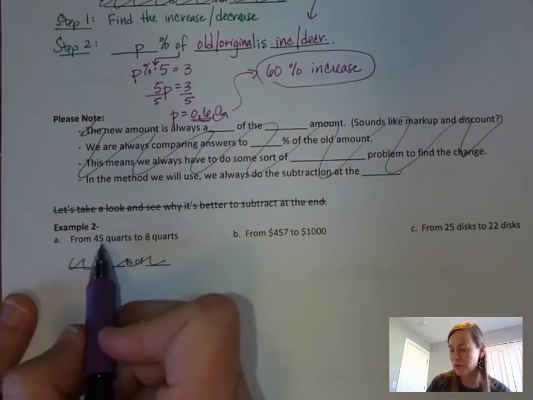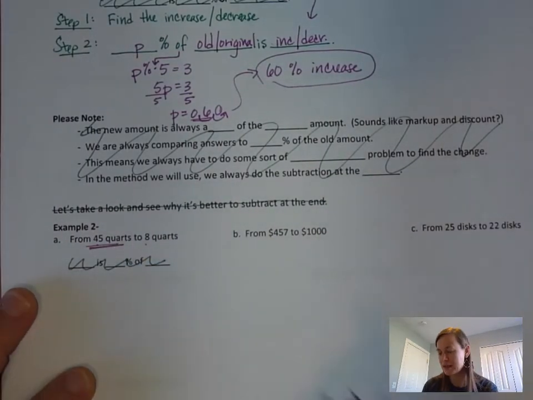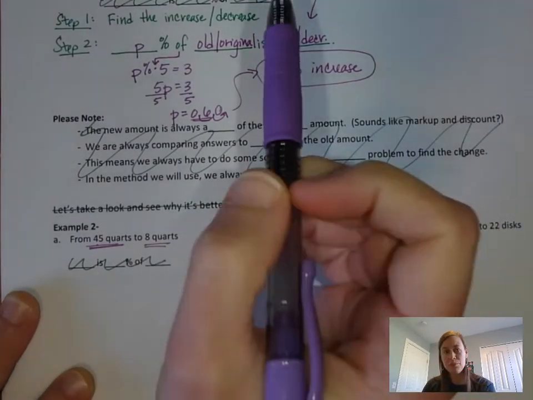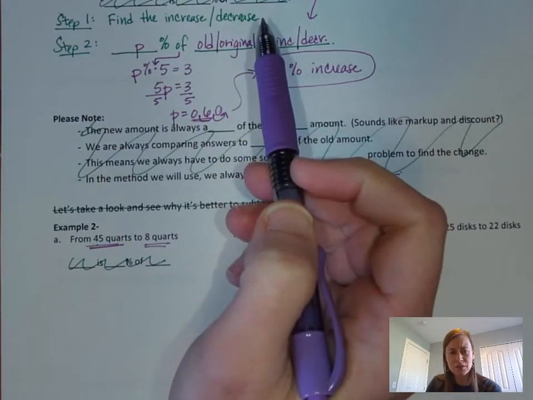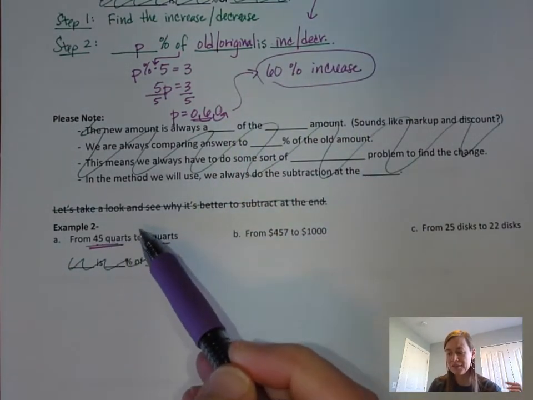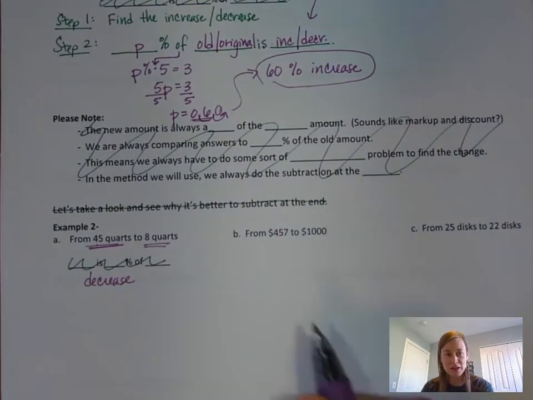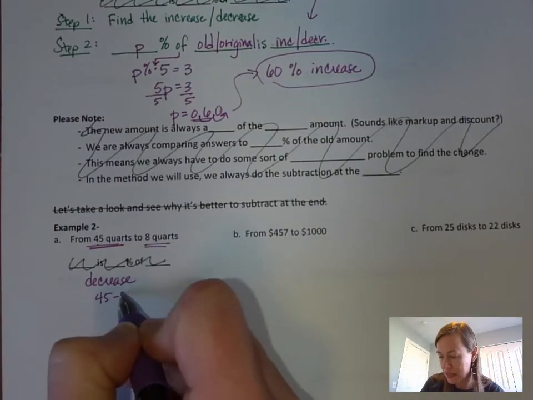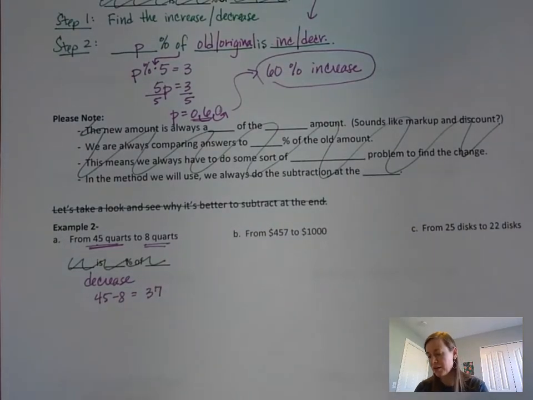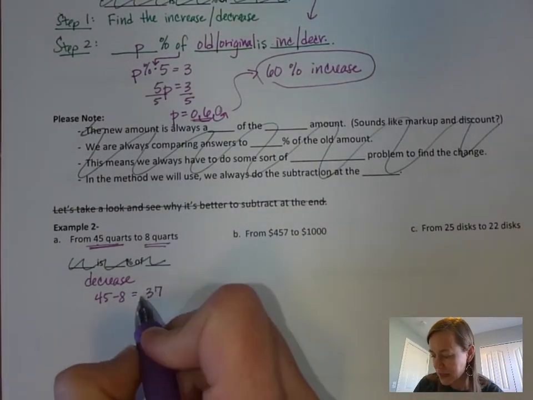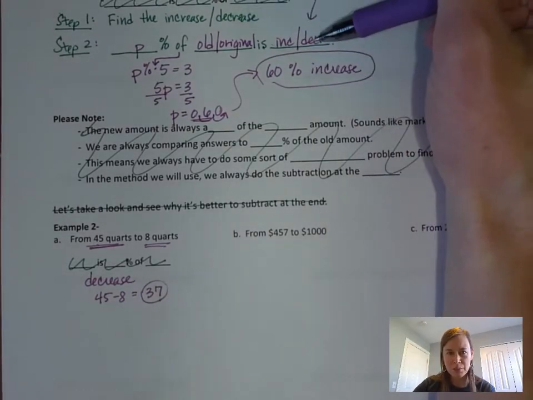So example 2, go from 45 quarts to 8 quarts. All right, here's your original or your old measurement. Here's your new one. So step 1 is to find the increase or the decrease, whatever it was. By the way, is it an increase or a decrease here? The number is definitely getting smaller, so it's a decrease. And to find the amount of that decrease, we're just going to go 45 minus 8, and that's going to equal 37. Okay, so the amount of the decrease is 37. Okay, so this number, that's what we're going to put in that blank.